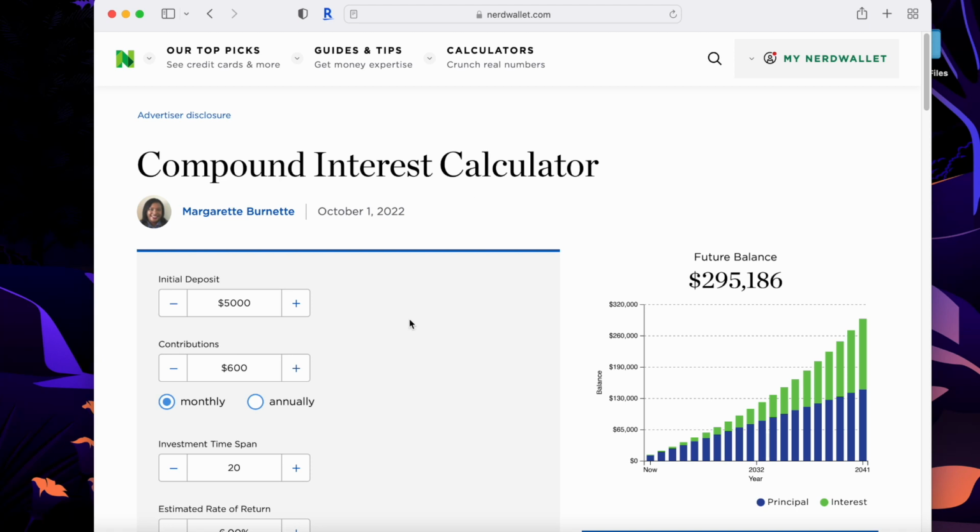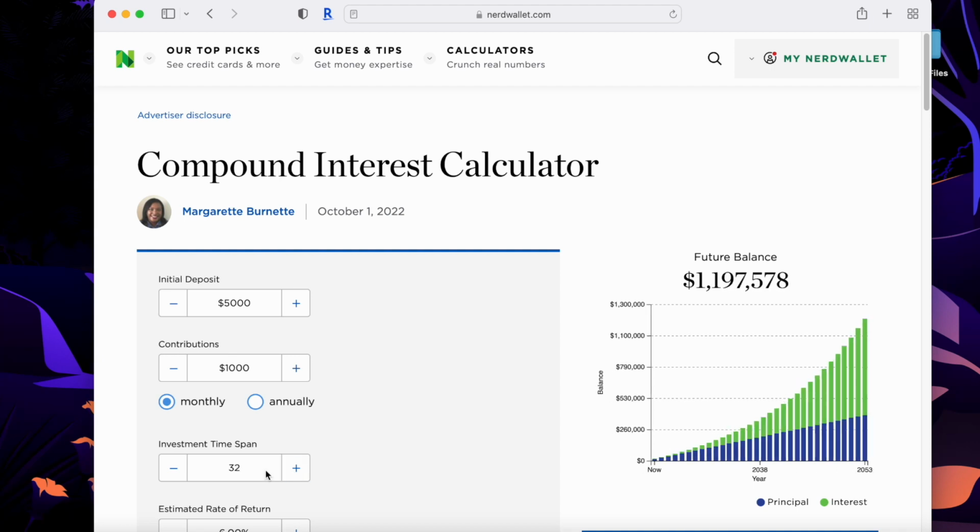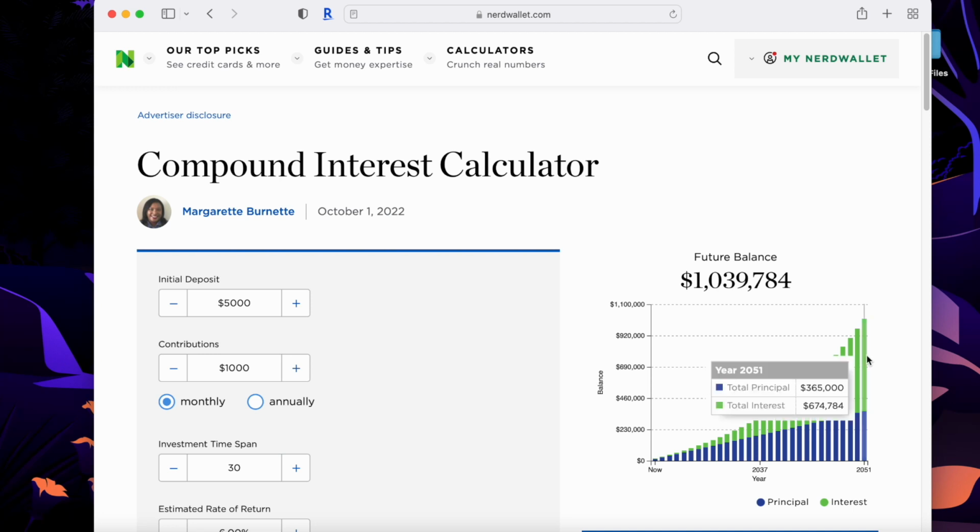You can play around with the calculators anytime. Say you put $1,000 a month. Voila. Let's say you're starting at 20 and let's say 30 years later, you're 50. Oops. You're at 1 million, right? 30 years. So 20 and now you hit 50 on your 50th birthday. You look at your account and you're like, wow, my principal is only $365,000, but my total interest was $674,784. Wow, I'm a millionaire, right?